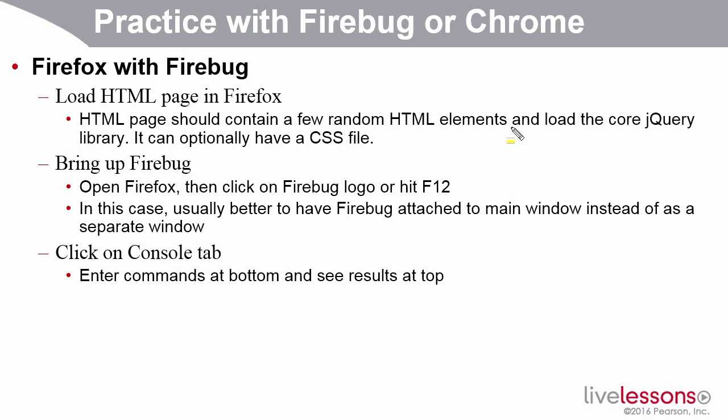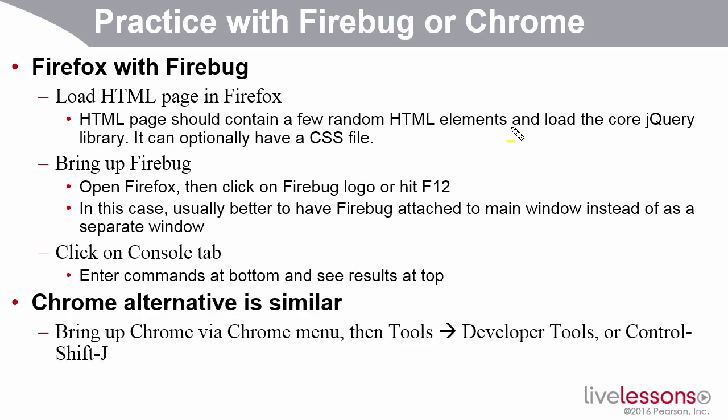Because you're modifying the HTML page, it's probably better to have Firebug attached to the main window so that you can see the Firebug console and see your browser at the same time. And so the console tab is the same as before, but now the console tab will be at the bottom of the page so you can see the HTML and you can see the JavaScript at the same time. Whereas when you were learning core JavaScript, the HTML didn't really matter, and so you tended to pop up the console in Firebug that was in a separate window.